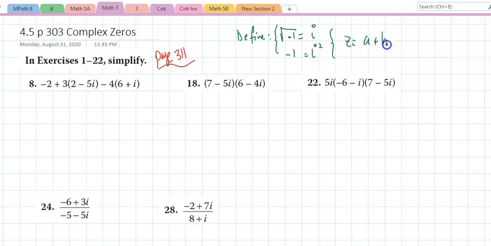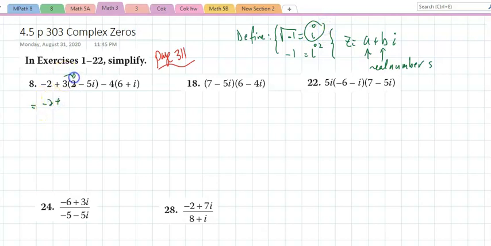equal a plus bi. So you always write it that way, in which this is a real number and this is a real number. So we're going to start on page 311 by, if we want to add those, you treat i like you treat a variable, like x.